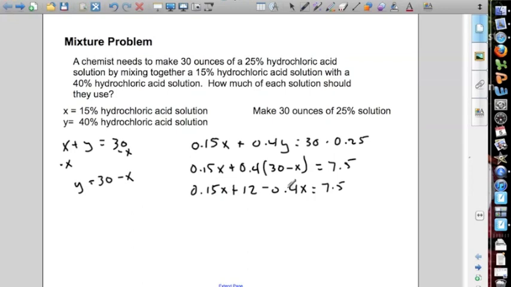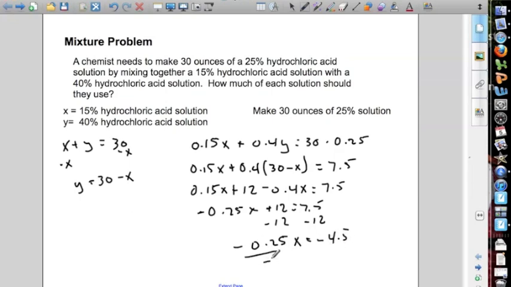Now, I have x's here and I have x's here, so I can go ahead and combine those. 0.15x minus, always look to the left, minus 0.4x, that's going to give me negative 0.25x. Now I have the plus 12 equals 7.5. I'm going to subtract the 12, so negative 0.25x is equal to negative 4.5. I divide by negative 0.25, divide by negative 0.25, and I find that x equals 18.